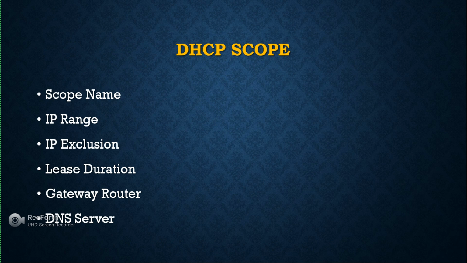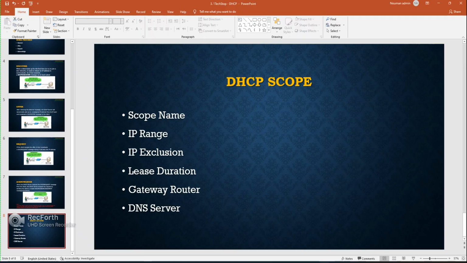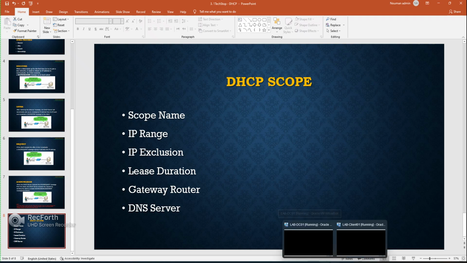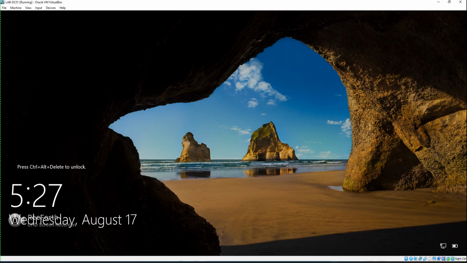So what is a DHCP scope? Once you have installed the DHCP server role, you have to configure a few options. For example, you need to create a scope. You have to plan and assign the IP range. You can also set IP exclusions, lease duration, gateway router, and a DNS server. We will see all the options one by one. So I will directly go to our domain controller.